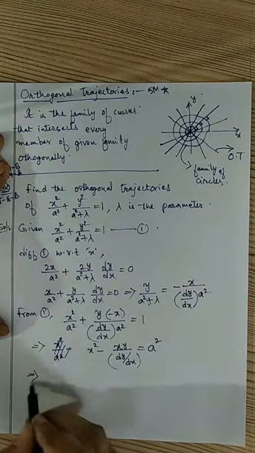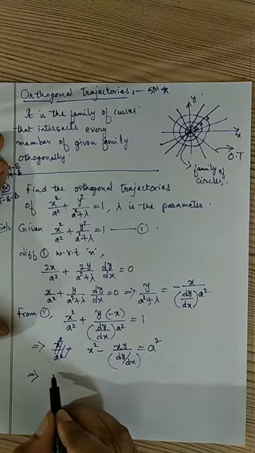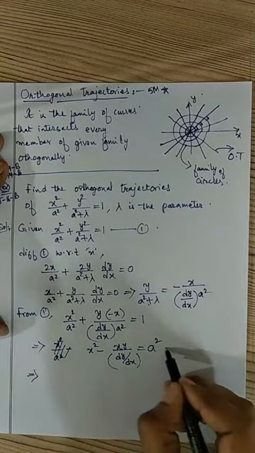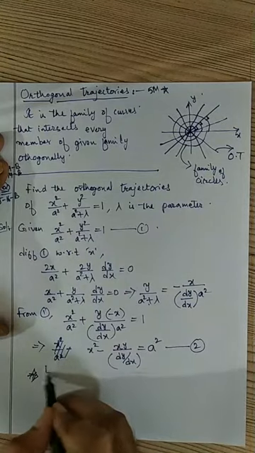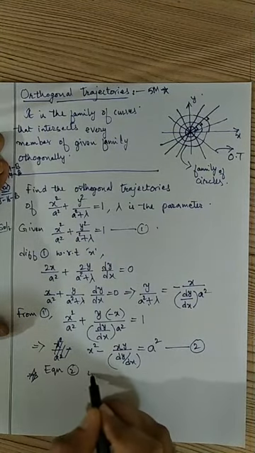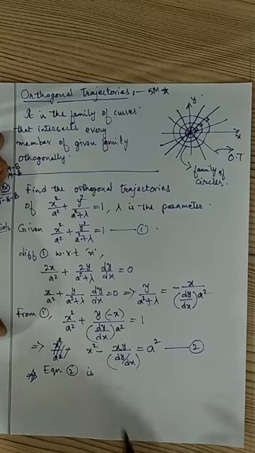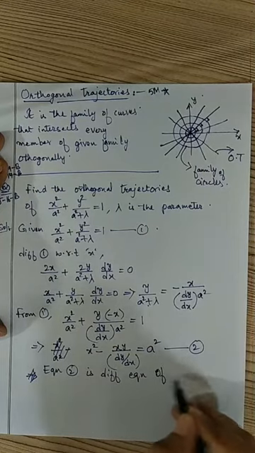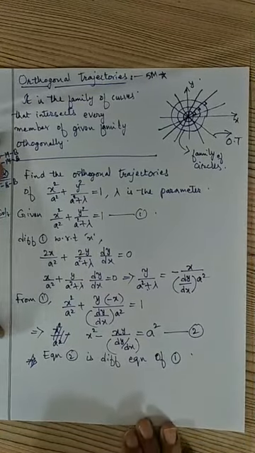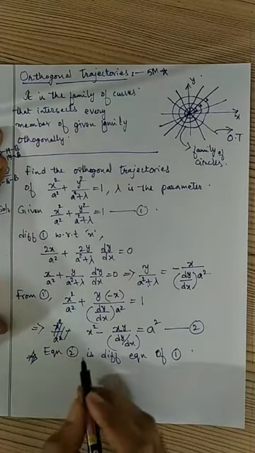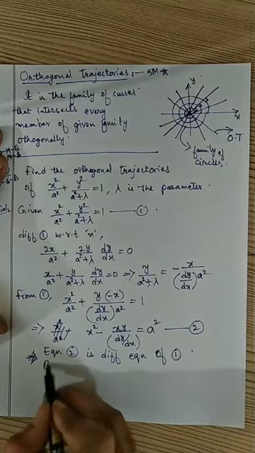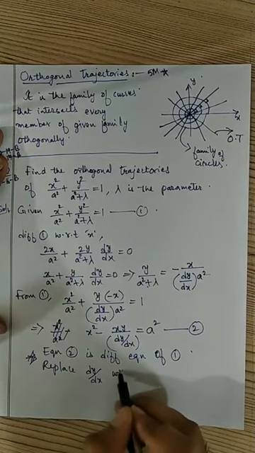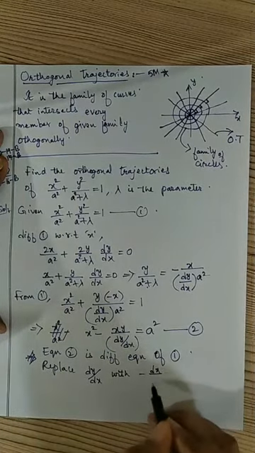Consider this equation, equation 2. Now equation 2 is the differential equation of 1. Equation 2 is actually the differential equation of the given family. Now what we have to do in this differential equation of the given family is replace dy by dx with minus dx by dy.